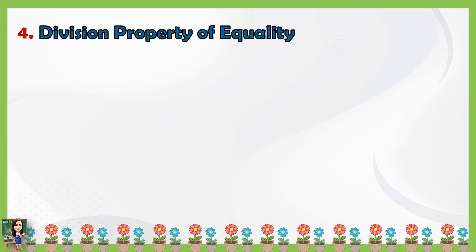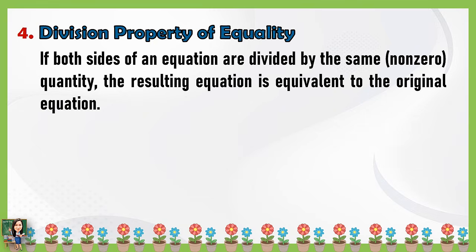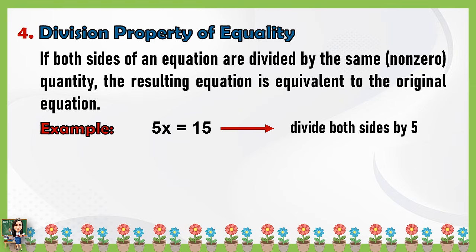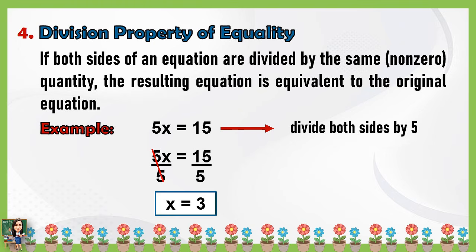The fourth one is division property of equality. If both sides of an equation are divided by the same non-zero quantity, the resulting equation is equivalent to the original equation. For example, 5x equals 15. Divide both sides by 5, and that is 5x divided by 5 equals 15 divided by 5. Cancel 5 divided by 5. The remaining is x. Then 15 divided by 5 equals 3. The answer is x equals 3.